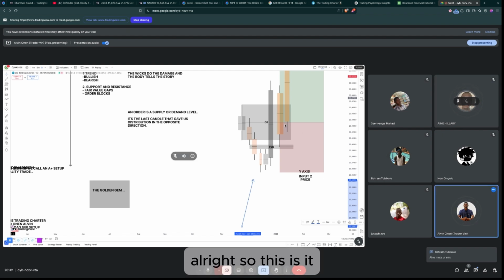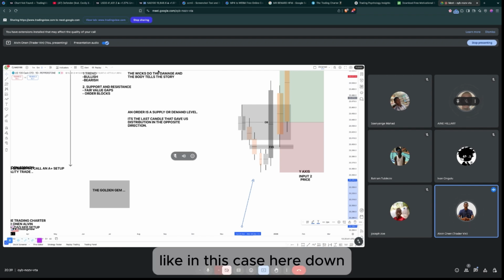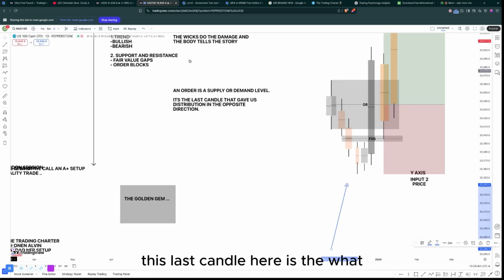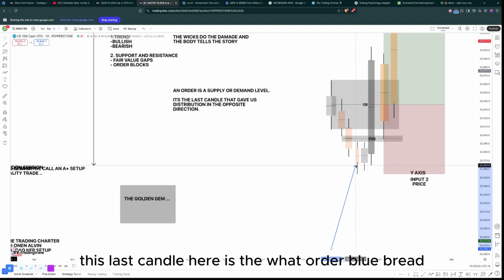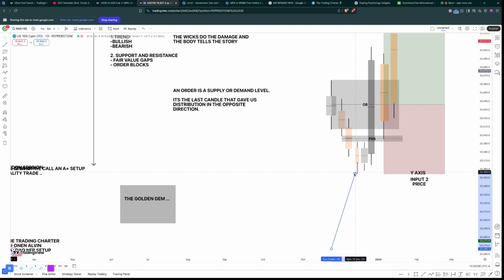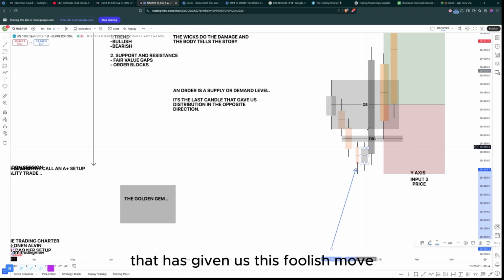Alright, so this is it. Like in this case here down, this last candle here is the what? The order block, right? This orange one, because it is the last candle that has given us this bullish move.